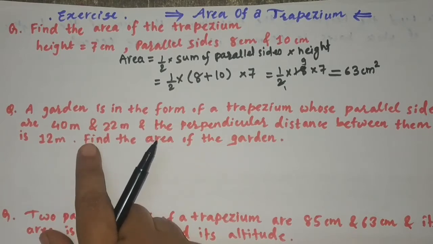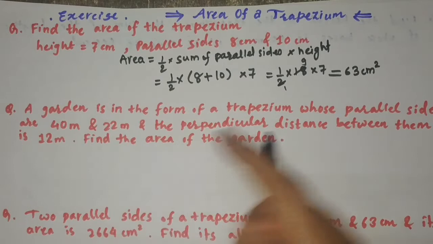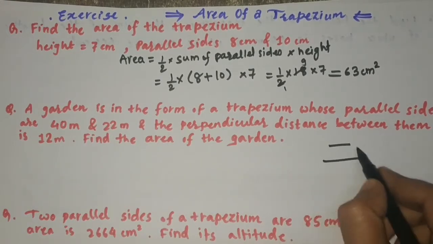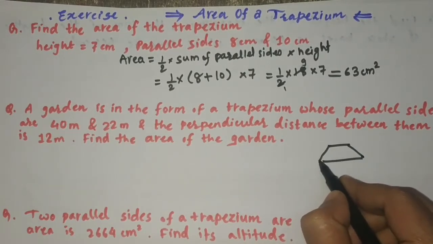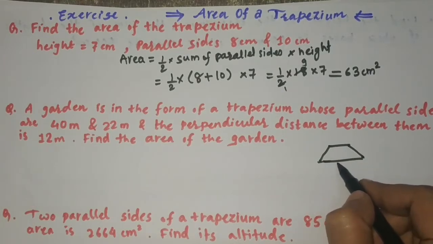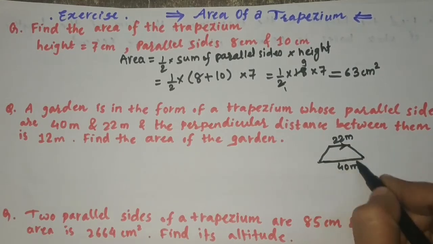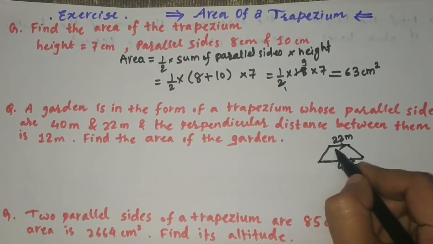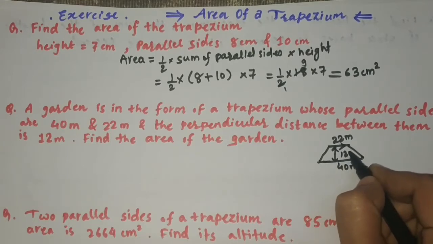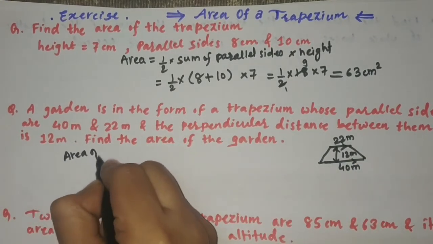Now the next question is: a garden is in the form of a trapezium whose parallel sides are 40 meter and 22 meter. The perpendicular distance between them is 12 meter. Suppose this is the trapezium. The garden is in the form of this trapezium, and its parallel sides are 40 meter and 22 meter. The distance between them is given as 12 meter. So we can find the area of the garden.